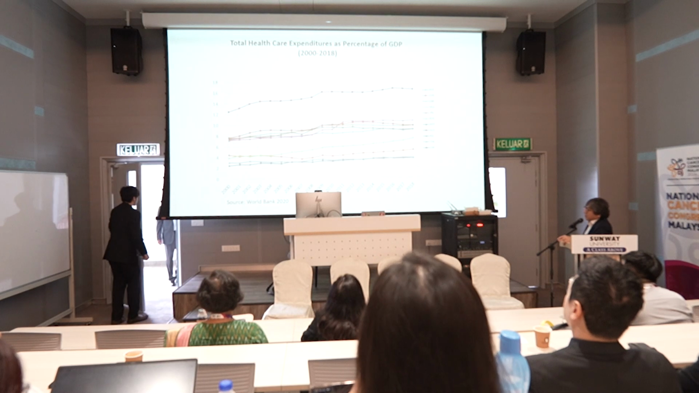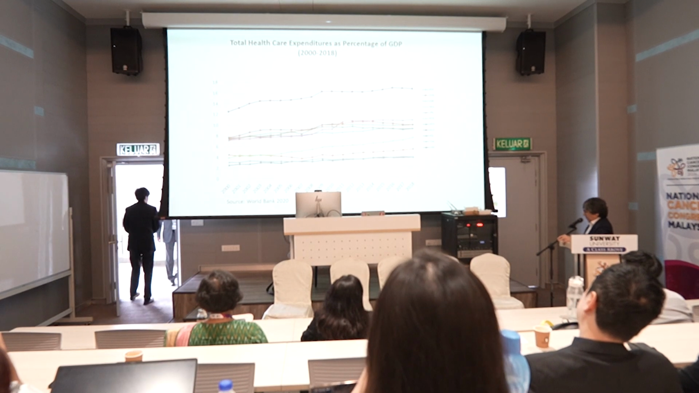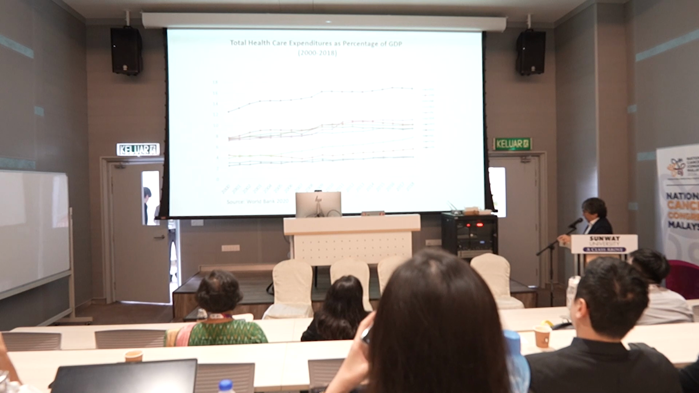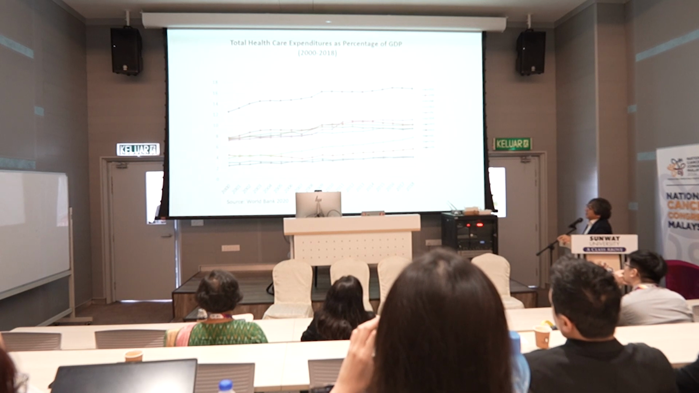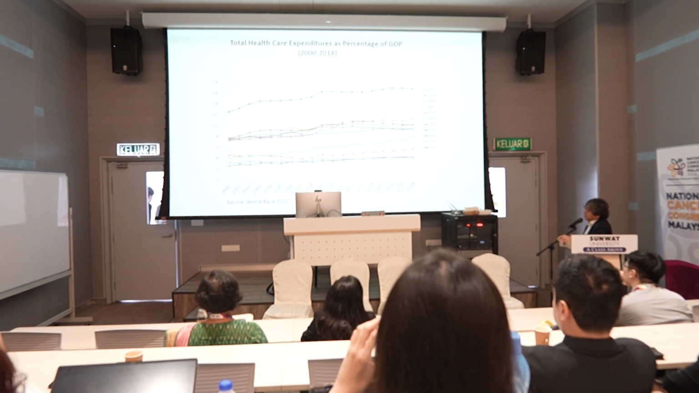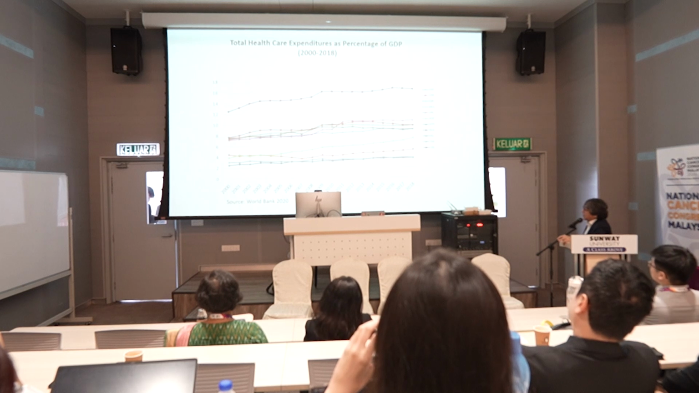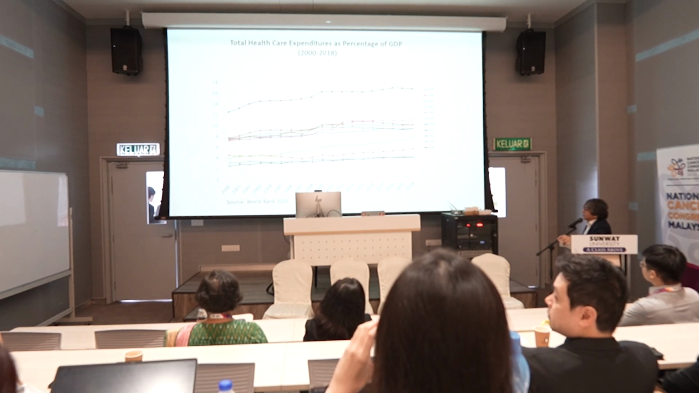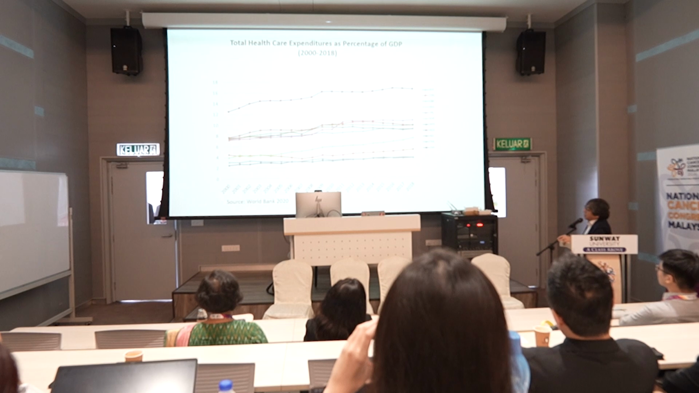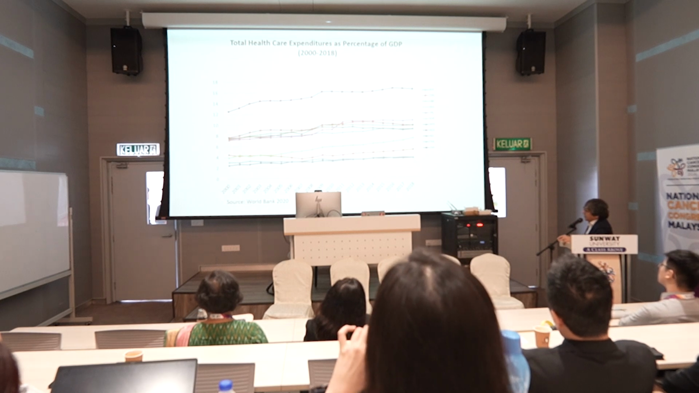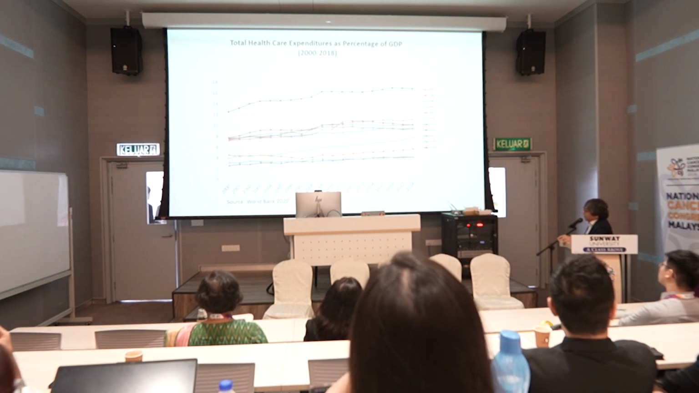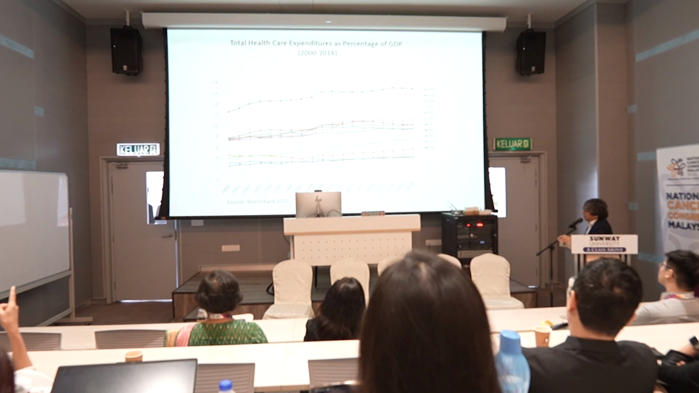So if we look at the whole world, we can see a general increase in healthcare expenditure over a period of 20 years. All the lines on all the curves are moving upwards. This is obviously the biggest spender, which is the US, and Malaysia is here. You can also see there's an increase in expenditure over the years.